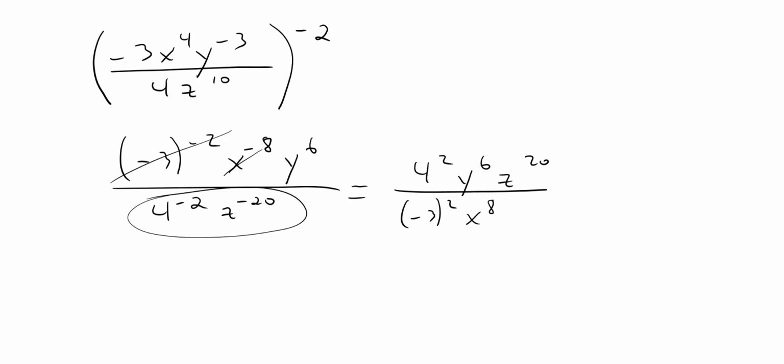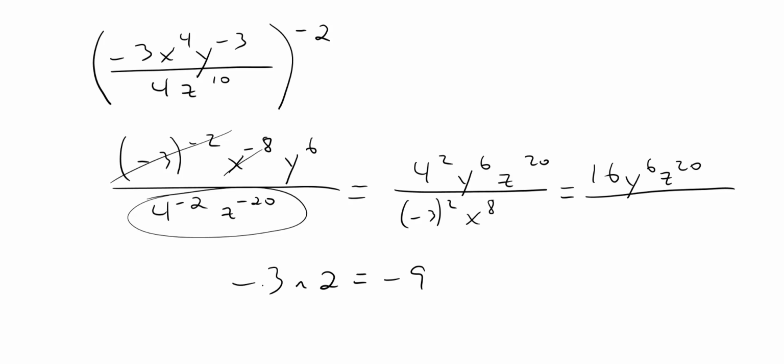Okay? And so we have 4 squared, which is 16, y to the 6th, z to the 20th, over negative 3 squared. Again, be careful. If you type that in your calculator, that's great. Make sure you use the parentheses, because if you type in negative 3 squared without them, it's going to give you negative 9, and it's not. It's negative 3 squared, which is positive 9. Okay? So you get 9x to the 8th, and that's your answer.